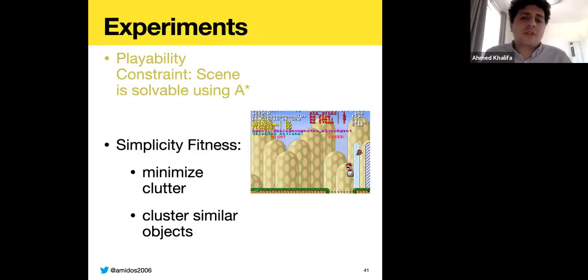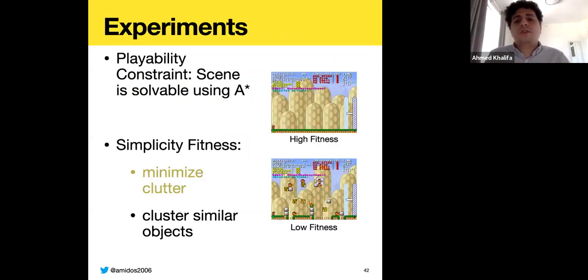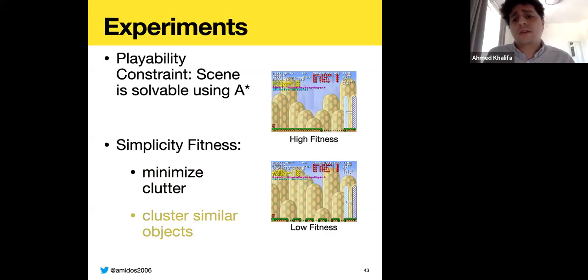Since our level is now short, we decided to make the constraint directly the playability. We just want a playable level or a playable scene. But for our fitness, we decided to make something that makes the levels look nicer and easier to read. We didn't want to have a lot of noise and clutter that's not being used, we just wanted a clean-looking level. So we made the simplicity fitness, which always tries to minimize the clutter on the screen and also tries to cluster similar objects together. For example, if you have the same type of objects, it will make them all close to each other and separate them away from the others.